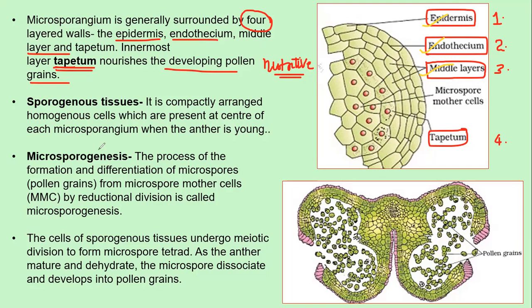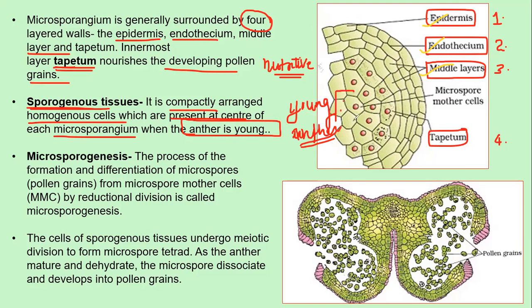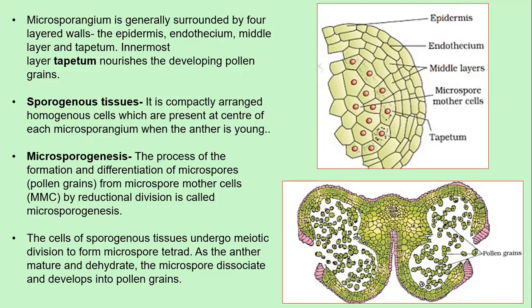That was an easy topic, I hope. Next, inner to this tapetum, you will find the sporogenous tissue. It is compactly arranged homogeneous cells present at the center of each microsporangium when the anther is young. So in the young anther, inner to the tapetum, you will find the sporogenous tissue. Clear? So the question may be, what are the 4 layers? That is the epidermis, the endothecium, the middle layer, and the tapetum.